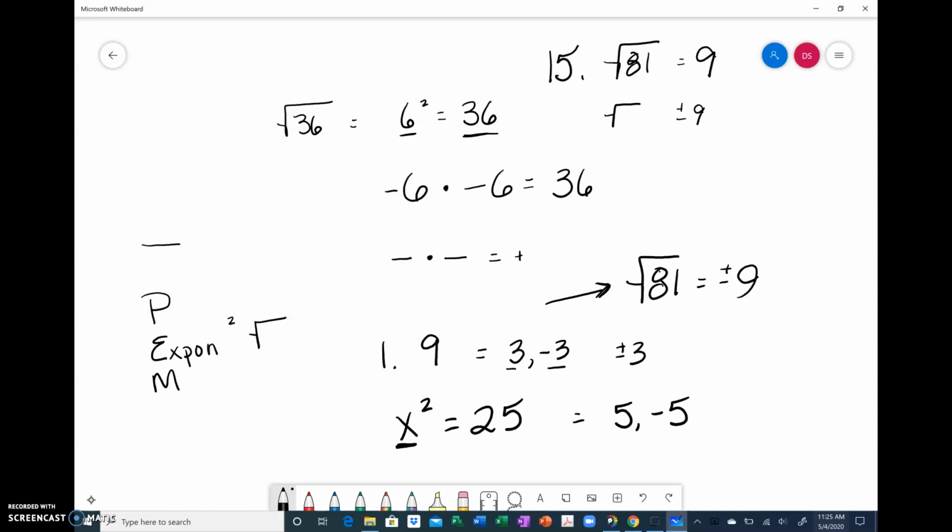So the only time I'm going to require it, like on a test or a quiz, is if I ask you to find 2 square roots, okay? Then I expect 2 answers. Otherwise, it's fine with me if you just answer positively.